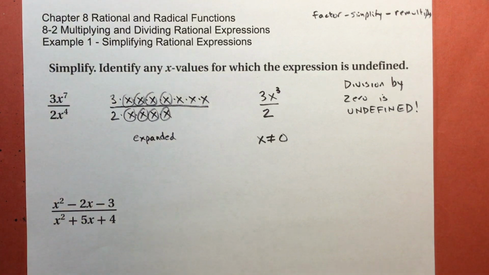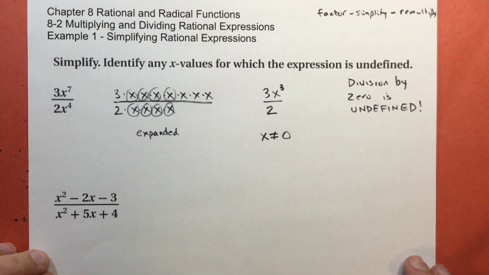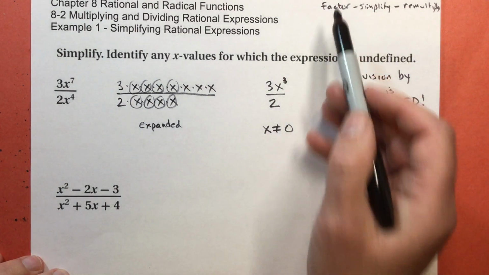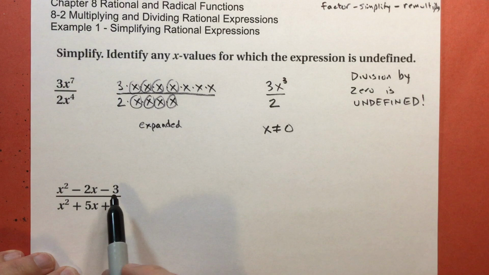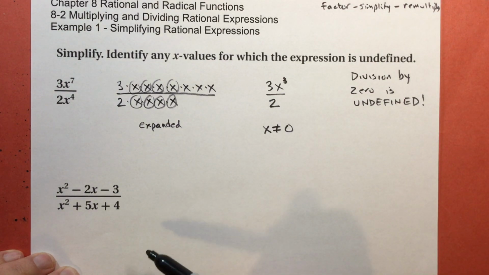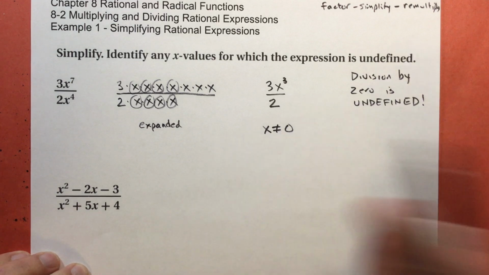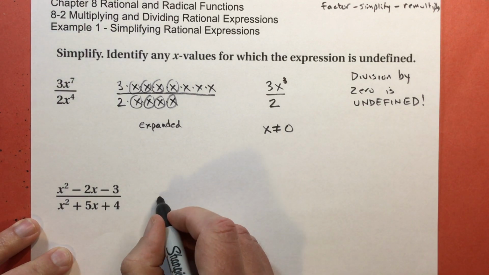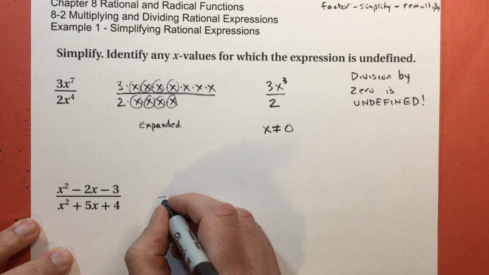Now the next one, we're using polynomials. But the rules, the steps are exactly the same. I'm factoring a polynomial. Then I'm going to simplify if I have any factor in the top and the bottom that are the same. And then if I have to do any remultiplying, I will. In the denominator or numerator, it doesn't matter which one you start with.